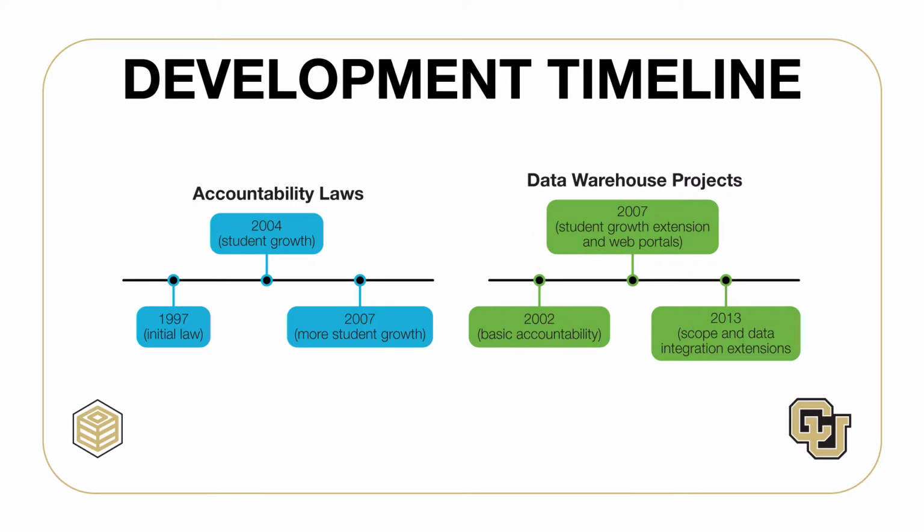The first major extension, performed from 2007 to 2009, with a budget of approximately $6.7 million, developed web portals for public and private usage and extended the scope of the data warehouse to measure student growth. The second major extension in 2013 increased the scope with preschool and career data and supported more efficient data transfer from school districts to the data warehouse.